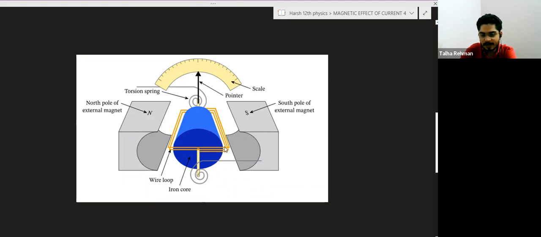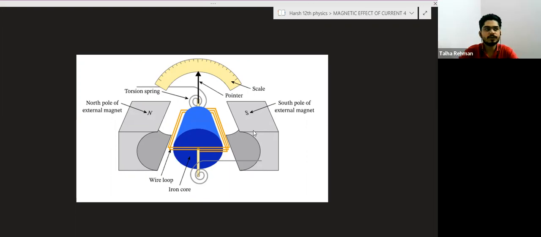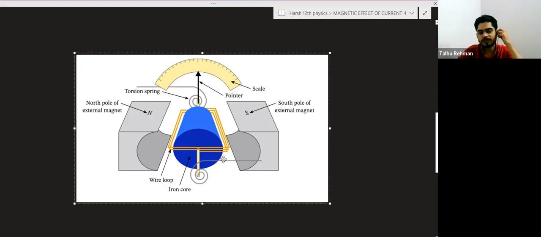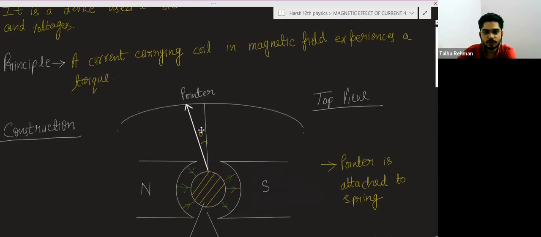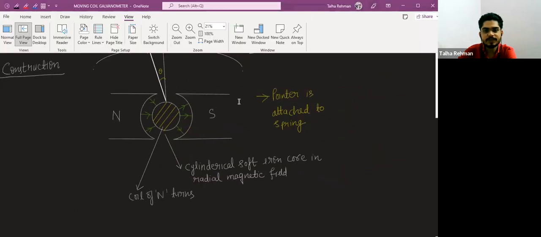This coil is wound over the cylindrical iron core, and this coil is in the magnetic field produced by the north pole and the south pole. So due to the torque, this coil will rotate like this. Now we will see the top view of this. So the top view is this. In the exam, you will draw the galvanometer like this.